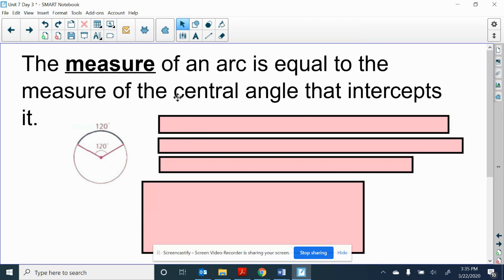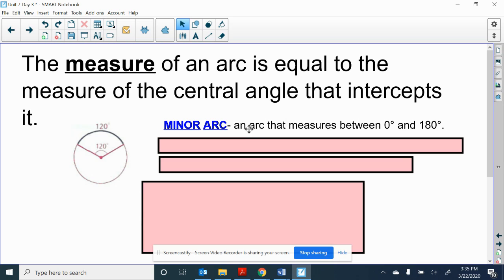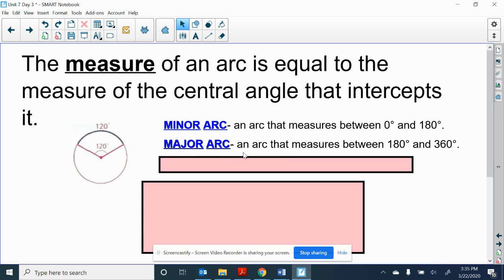Okay, so three kinds of arcs that we'll focus on. A minor arc is an arc that has a measure between 0 degrees and 180 degrees. A major arc is an arc that measures between 180 and 360. So if we look back at this diagram here, the black highlighted arc is a minor arc. It's 120 degrees. The rest of the circle would be 360 minus 120, that would be 240. The rest of the circle is a major arc.